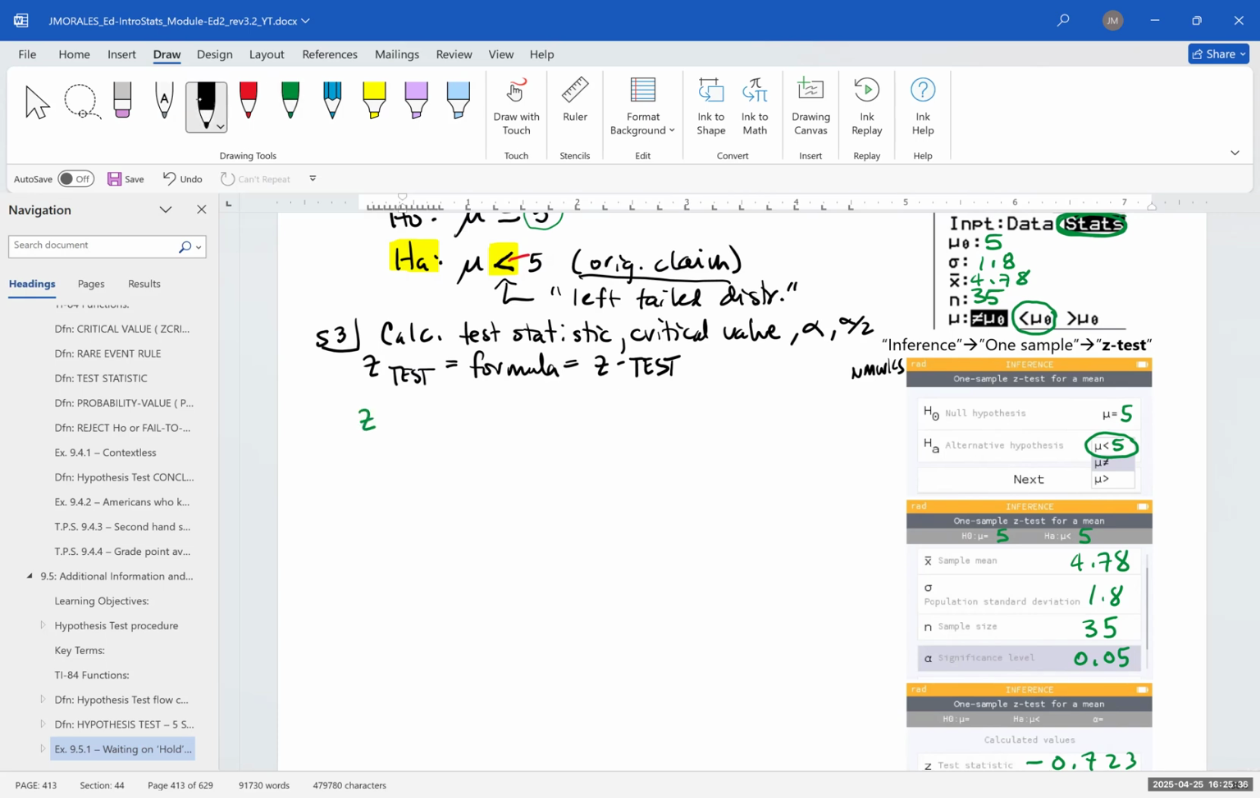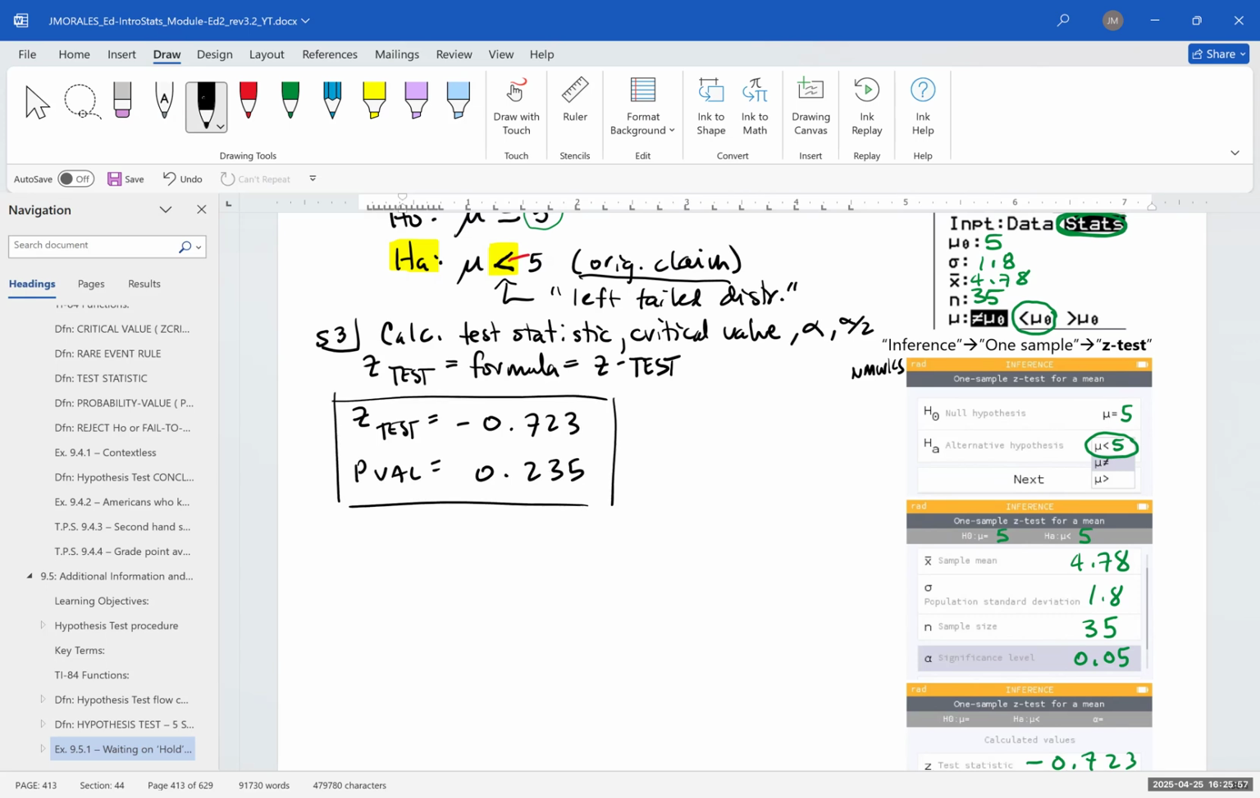So we have a z test statistic of negative 0.723 with a p-value of 0.235. Now, if we were going to calculate this with that previous formula, let me just go ahead and show you what that would look like.